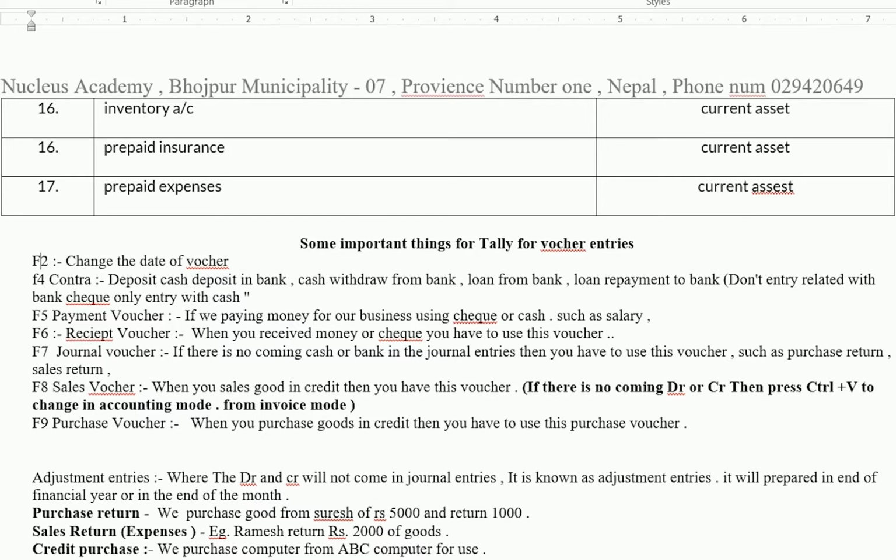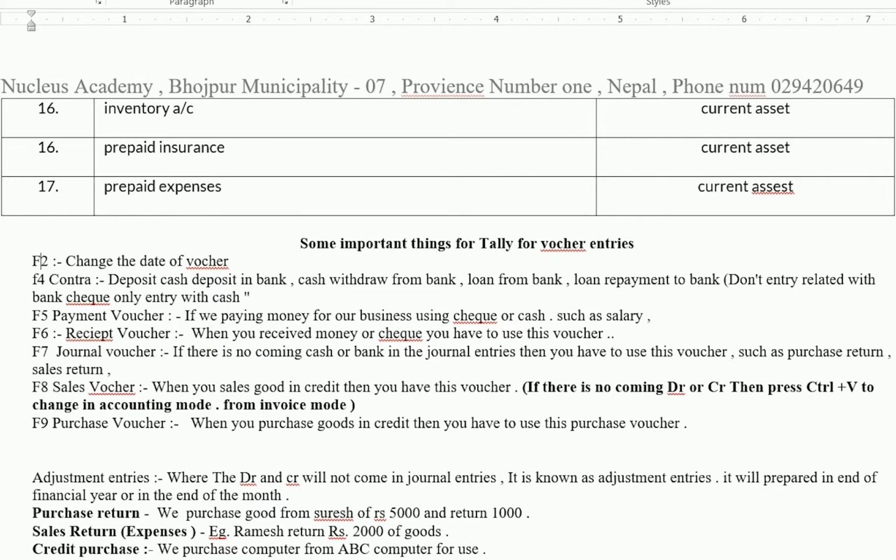Using the contra voucher you can enter all the bank related transactions in Tally ERP9. To use the contra voucher, you have to press the F4 button. Using the payment voucher you can enter all the transactions related to payment. If you are paying your creditors using cash or bank, in that case you have to use the payment voucher. To use the payment voucher, you have to press the F5 button.